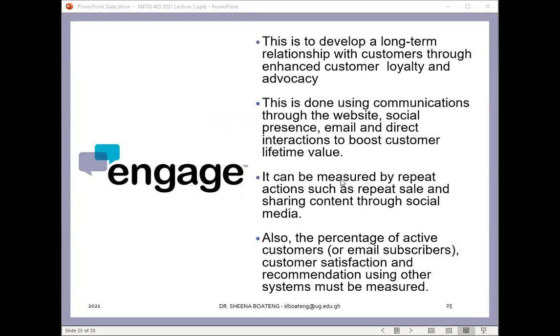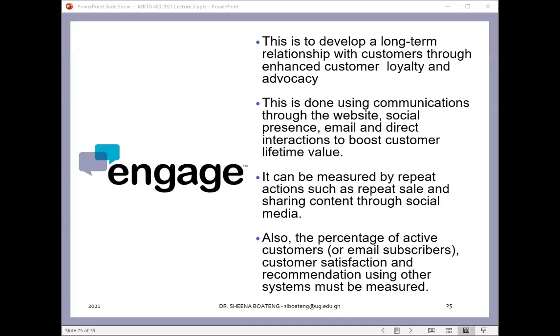And then finally, we have the engage stage. It's not enough to just convert the customer into a buyer and leave it there. After they have bought, you have to develop a long-term relationship with them through enhanced customer loyalty and advocacy. Why are we saying this? The best advocates for a brand are customers who have actually experienced the brand and its products and services. And in experiencing them, customers are able to be even better advertisers for the firm than the firm itself.